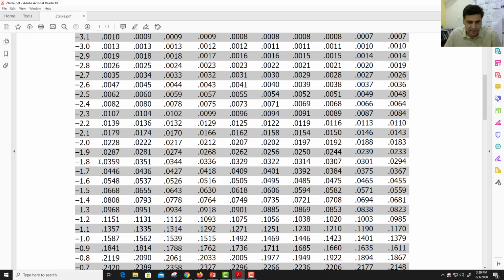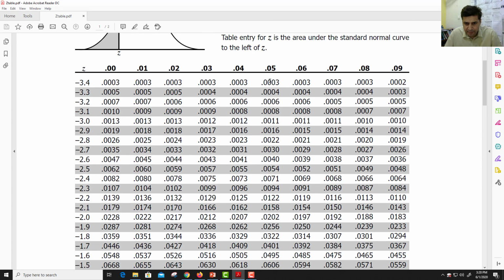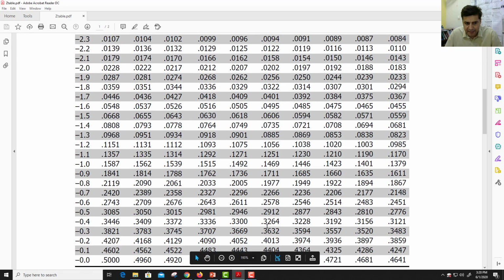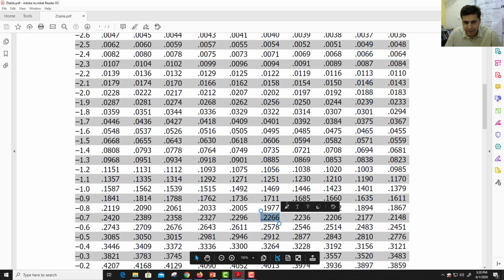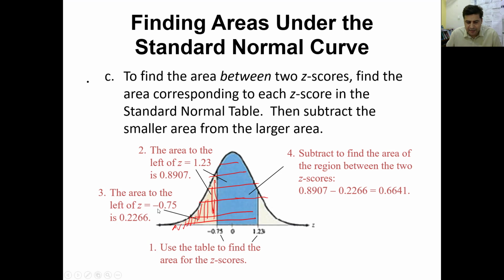You can see minus 0.7, and this column is 5, so you need to remember this column is 5. This value, 0.2266, is the value for minus 0.75. So for z is equal to minus 0.75, the area is 0.2266.